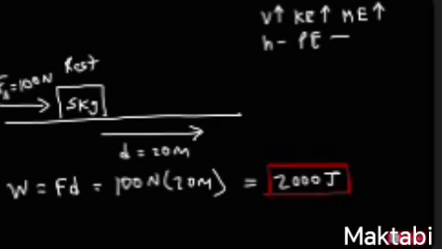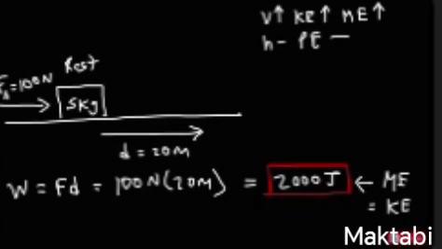So because the block was at rest and we did 2,000 joules of work on it, this is going to be the total energy of the block. It's going to be equal to its mechanical energy, and at the same time, it's going to be equal to its kinetic energy.